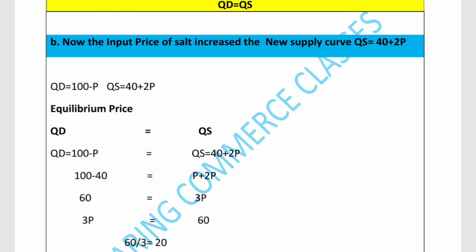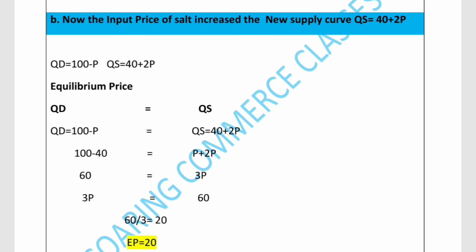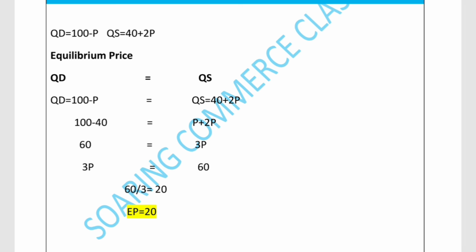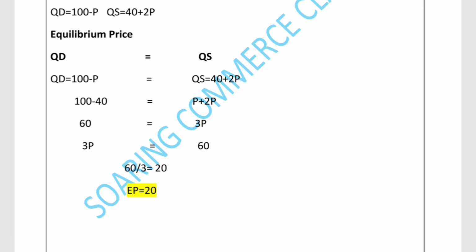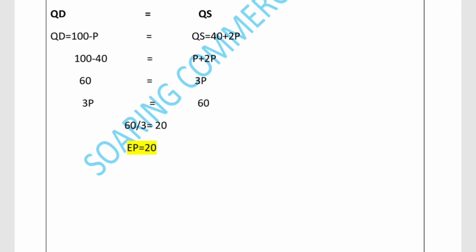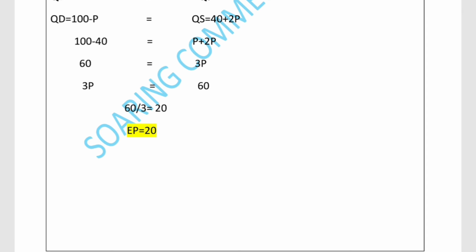Now we are going to calculate the equilibrium price. QD is equal to QS. So 100 minus P is equal to 40 plus 2P. Now 100 minus 40 is 60, and P plus 2P is 3P. So bring 3P to the left and 60 to the right. Now 60 divided by 3 is equal to 20. So the new equilibrium price we got is 20.